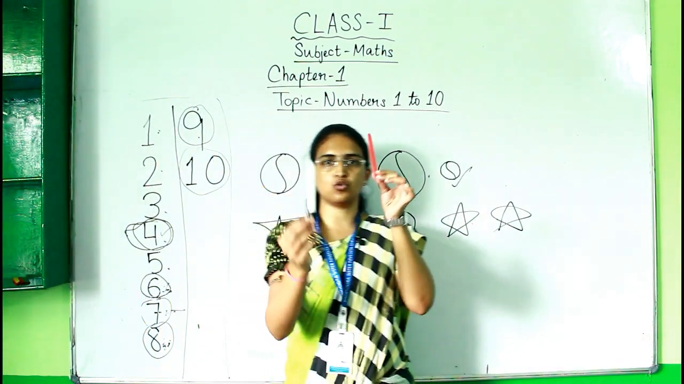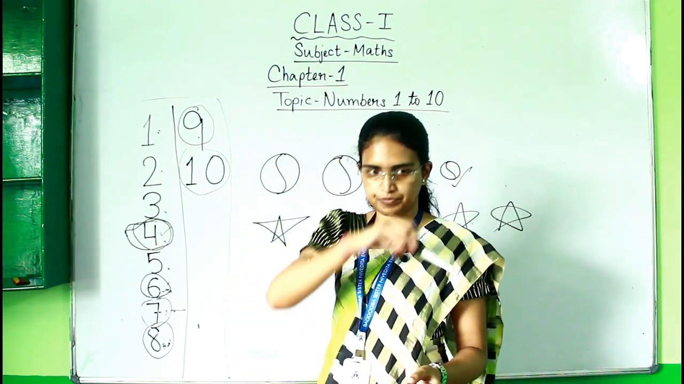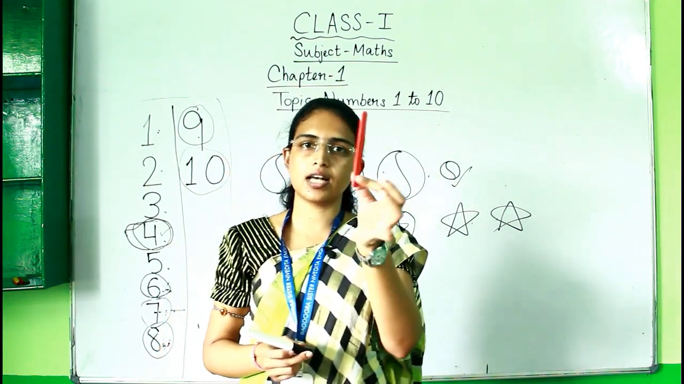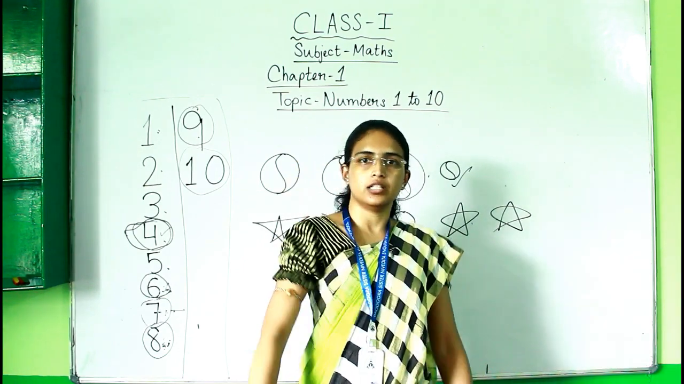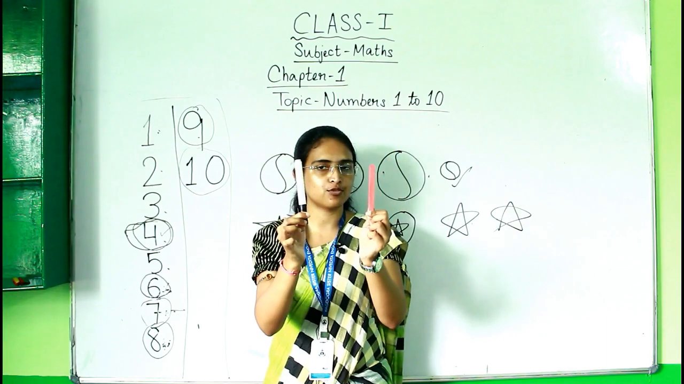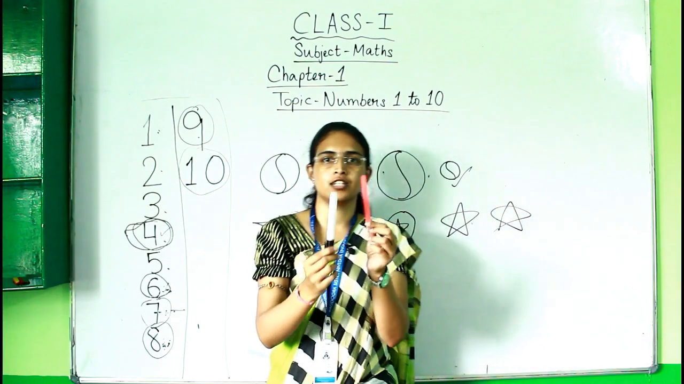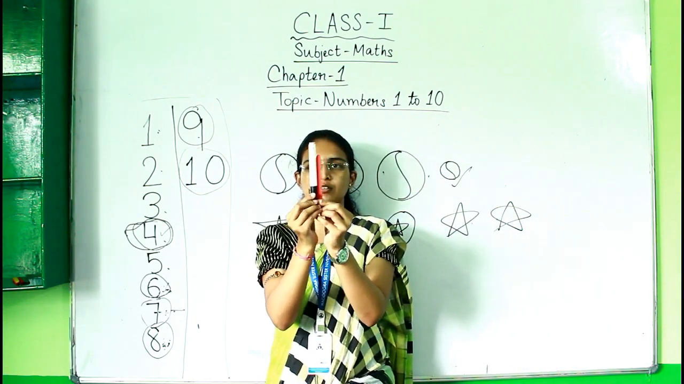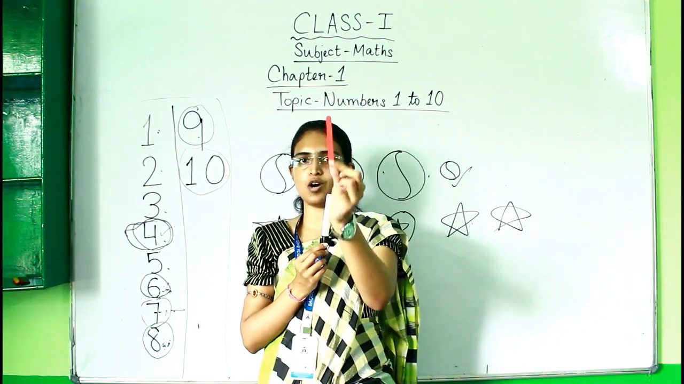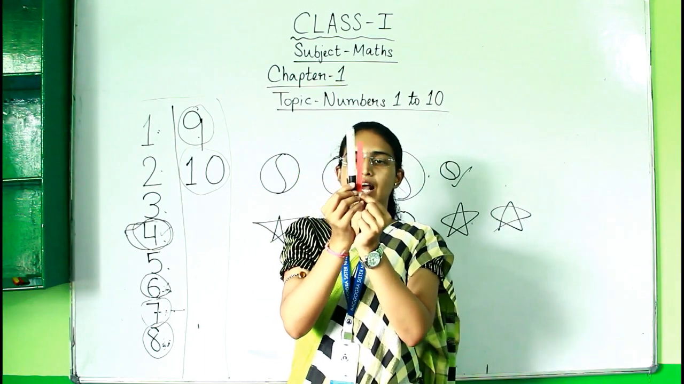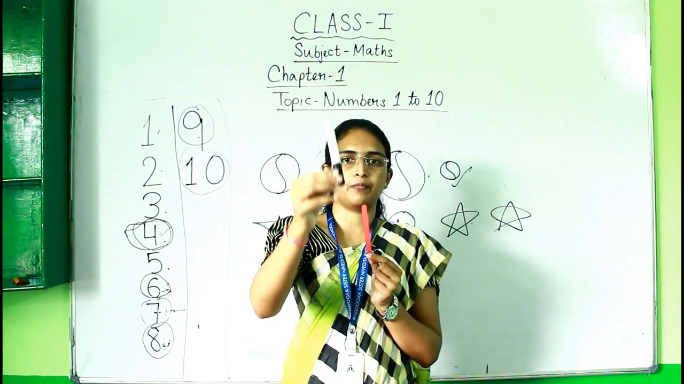Now, look at these two things. What is this? This is an ice cream stick. And what is this? This is a marker. Now tell me which one is the smallest one? Who can say? Tell me fast. Can you see the size? Which one is the smallest one? Yes, the ice cream stick is the smallest one. And among these two, which one is the biggest one? Yes, the marker pen is the biggest one.